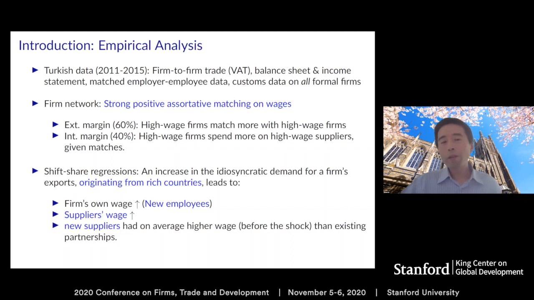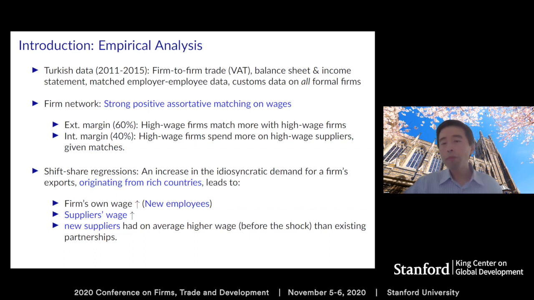Above and beyond these cross-sectional patterns, we also show that, from the quality upgrading perspective, firms' decisions respond to external shocks. For the over-time variation, we leverage a relatively standard shift-share regression design using the customs data. We show that an increase in the idiosyncratic demand for a firm's exports, in particular those originating from rich countries, leads the firm to raise its wages, mostly by hiring new employees who were originally paid pretty well. On top of that, we also see the firm's suppliers' wages going up.